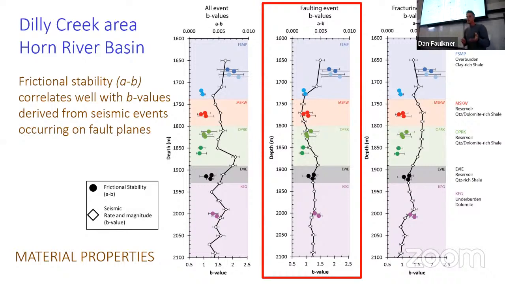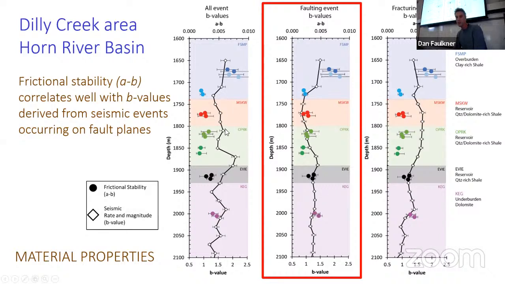So, for many years since the late 60s, people have always tried to relate variations in the B value to the level of stress, whereas we've actually shown that there's a strong possibility that these B values are controlled by frictional parameters that we have on the fault zone.